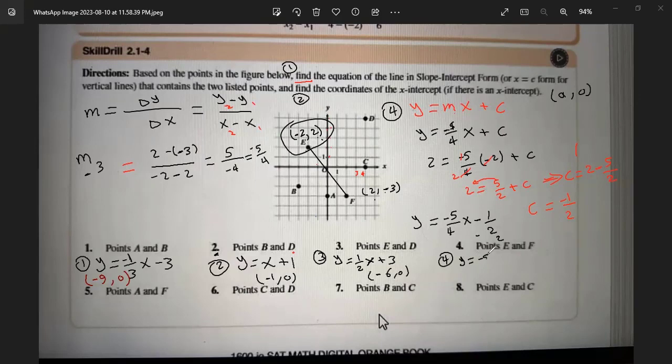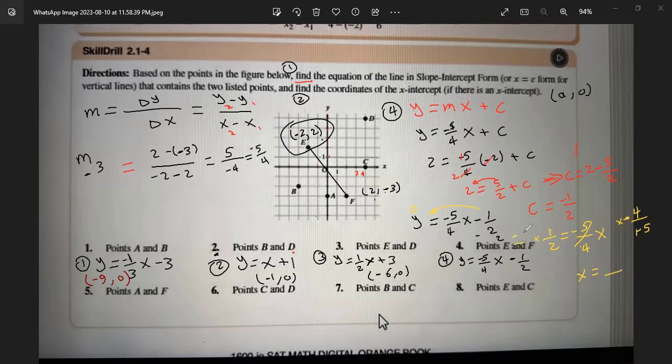y equals -5/4 x minus 1/2. For the intercept part, put y equals 0 here. Y equals 0, yes. So we have, on the other side, 1/2 equals -5/4 x. So x should be 4 times 1 over -10. Just make it times 4 over -5. Whatever, you can put the negative up here, it's okay.